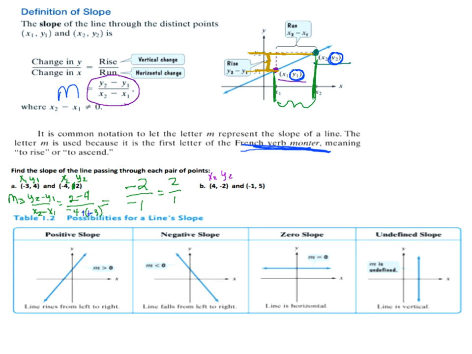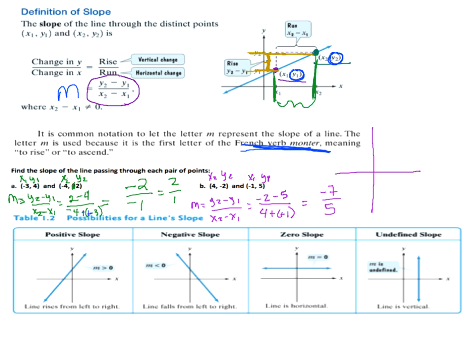So this time I'll call this one x2, y2, and this one x1, y1. It doesn't matter. Slope is y2 minus y1 over x2 minus x1. Okay, so y2 in this case is negative 2 minus positive 5 over x2, 4 minus negative 1, which is really plus. So I have negative 7 over 5.